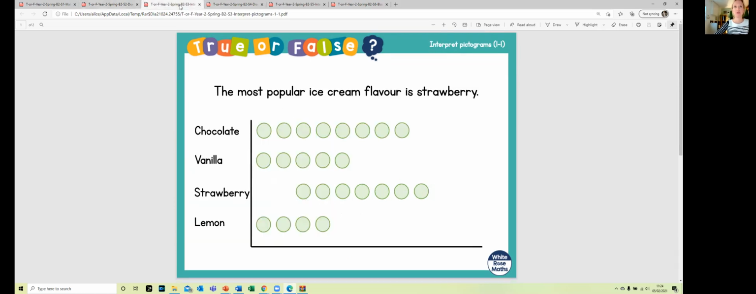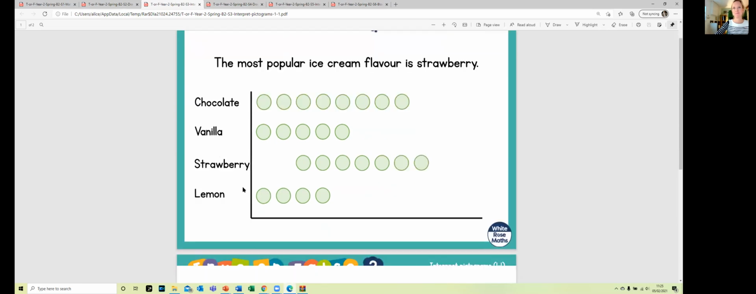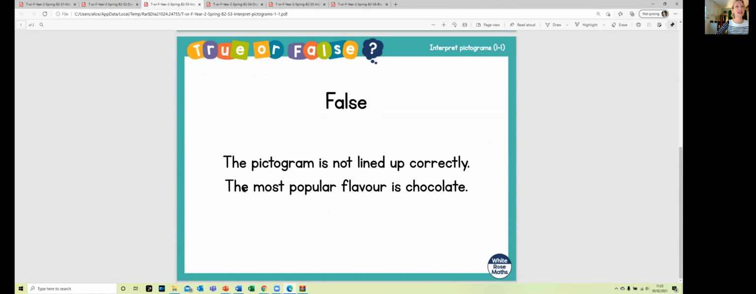Question 3. This was your question. The most popular ice cream flavour is strawberry. Well, do my eyes deceive me, or does that look a bit odd? That pictogram. Did you spot what was a bit odd about the pictogram here? You look at the strawberry flavour ice cream. You've got chocolate, vanilla, strawberry and lemon. The strawberry area is not lined up correctly, is it? So the most popular flavour, if you lined them up all properly, was actually chocolate.